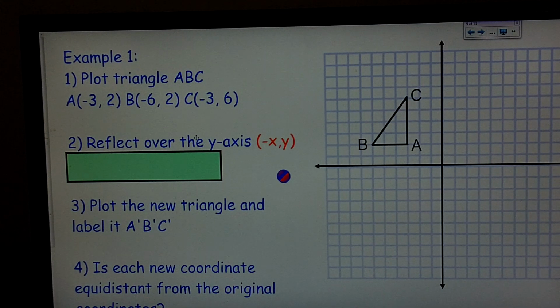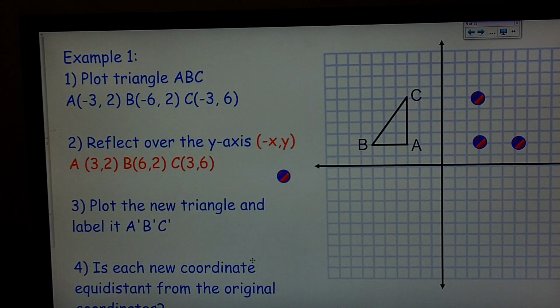When we reflect over the y-axis, what happens is that each x value changes to the opposite. So instead of negative 3, 2, we now have positive 3, 2. Instead of negative 6, 2, we now have positive 6, 2. Instead of negative 3, 6, positive 3, 6. When you find those new points, and I have them listed here, you notice that your triangle has just been flipped.